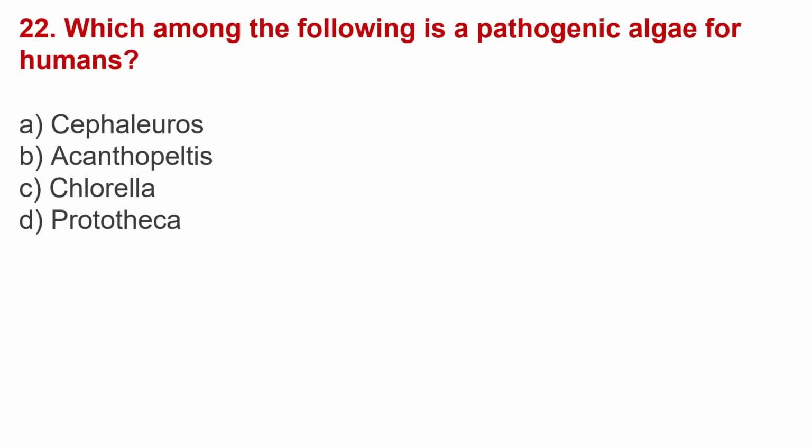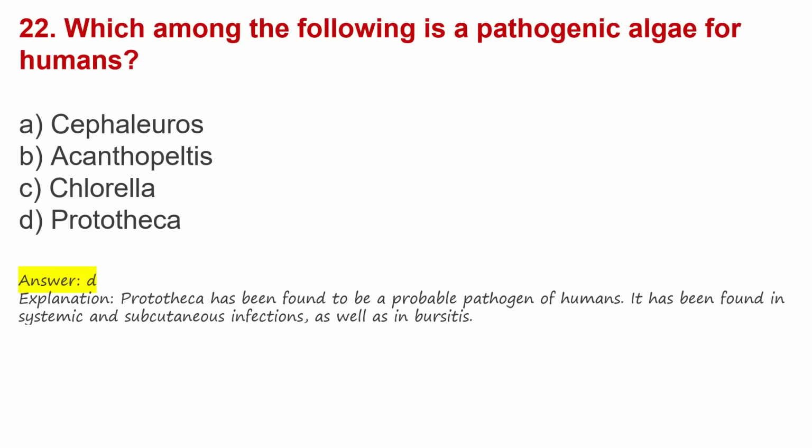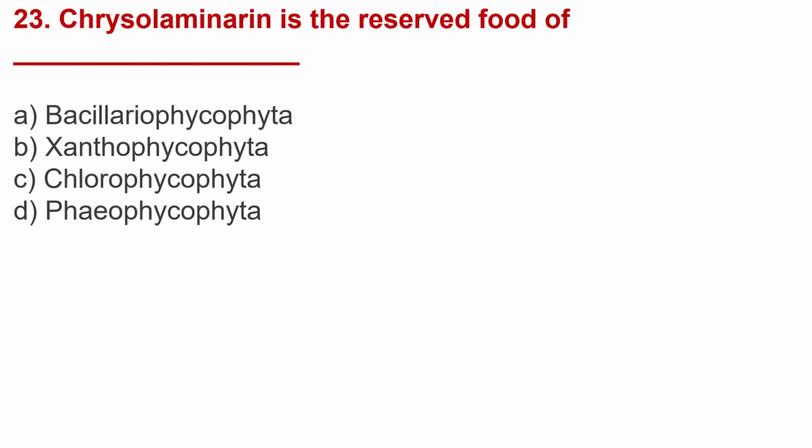Question 22: which among the following is a pathogenic alga for humans? A, Cephaleuros; B, Acanthopeltis; C, Chlorella; D, Prototheca. The answer is D. Prototheca has been found to be a probable pathogen of humans, and it has been found in systemic and subcutaneous infections as well as in bursitis. Question 23.